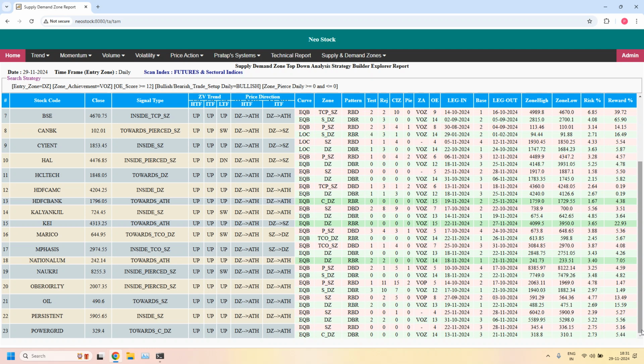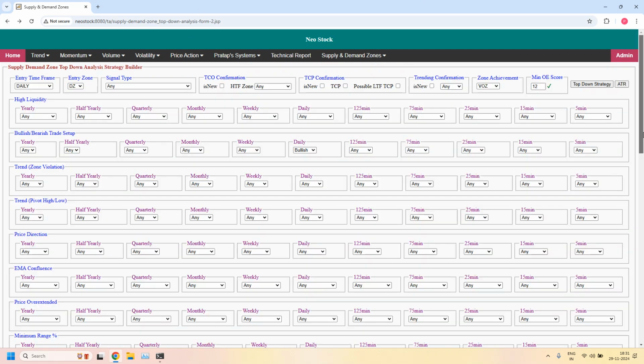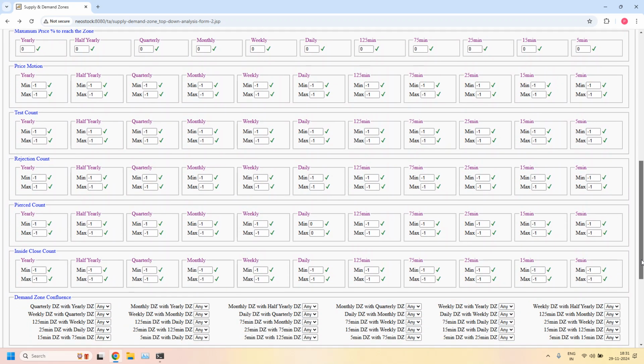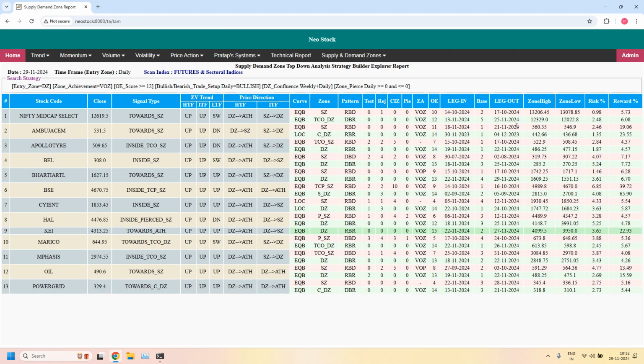So we can filter based on LTF and ITF demand zone confluence. This is the first filter. LTF and ITF means daily and weekly demand zone confluence. I'm enabling that filter. With this filter, we got 13 stocks. That means in all these 13 stocks, the daily demand zones are part of the weekly demand zone. And the weekly trend is up in all these stocks because they are supporting the bullish trade setup.